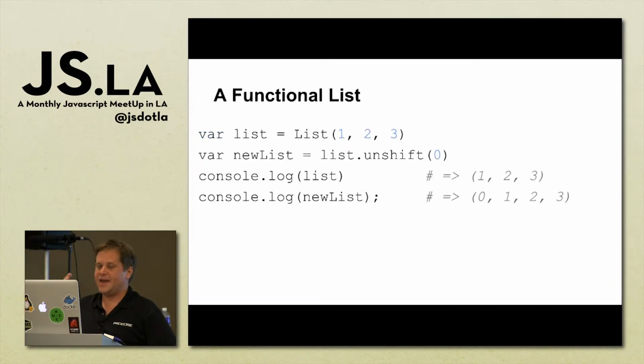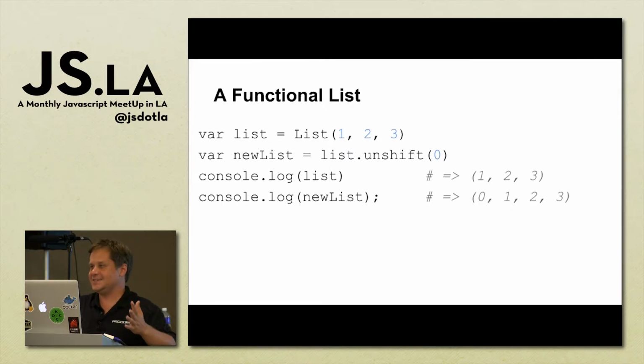Just to prove that it's in fact immutable, here we've got list, which is 1, 2, 3. New list, we push the 0 onto the front, and when we console.log list, it is indeed unchanged. It's still 1, 2, 3. You see that? That's why it's immutable, because the original reference still points to 1, 2, 3, not 0, 1, 2, 3. So once again, how are we doing this efficiently?